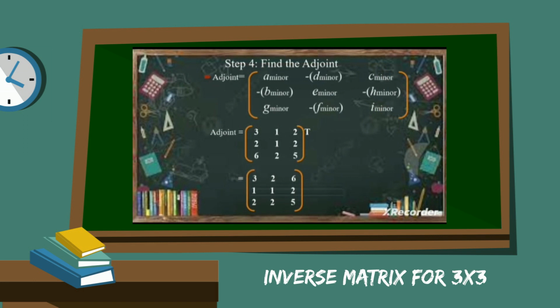The following step is adjoint. Adjoint is interchanging of the rows and columns. The first row, 3, 1, 2 becomes the first column. The second row, 2, 1, 2 becomes the second column. The third row, 6, 2, 5 becomes the third column.